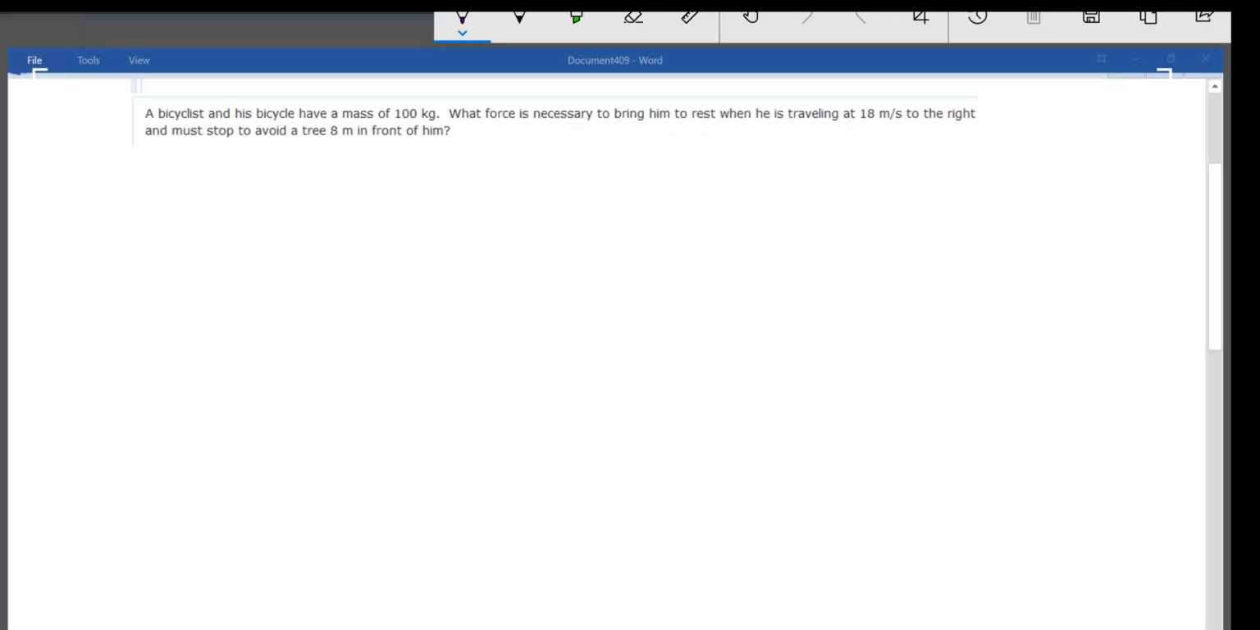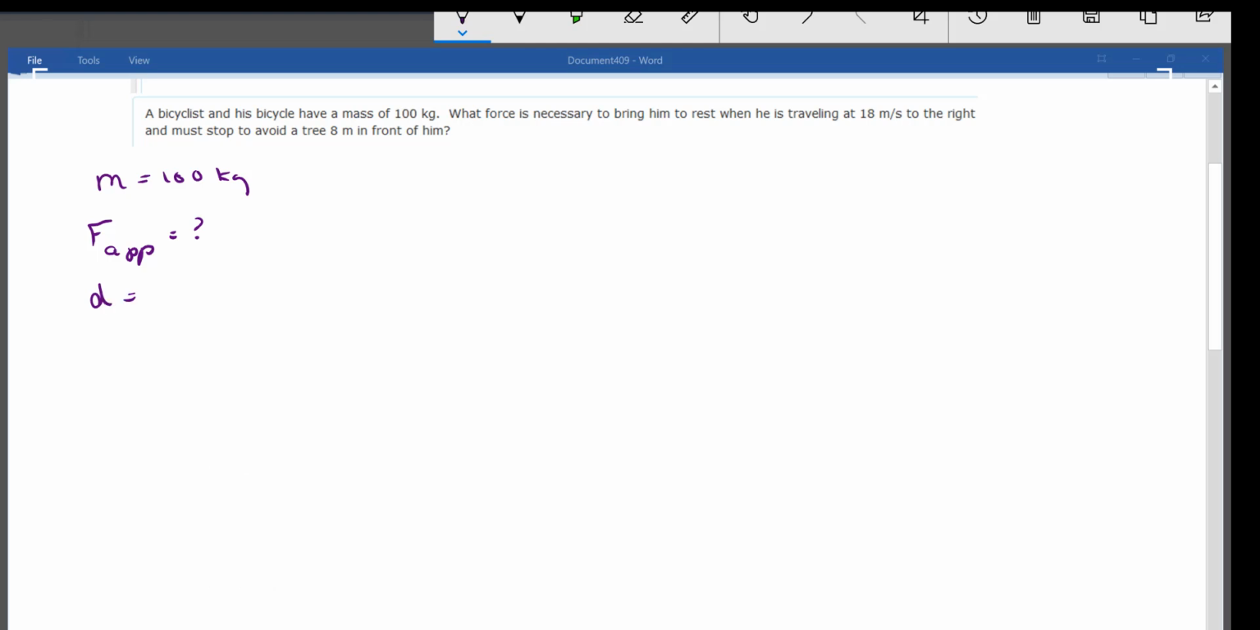End of this problem. And now for that bicyclist and his bicycle. They have a combined mass of 100 kilograms. We want to know what force is necessary to bring him to rest when he is traveling at 18 meters per second to the right, and he must stop to avoid a tree 8 meters in front of him.